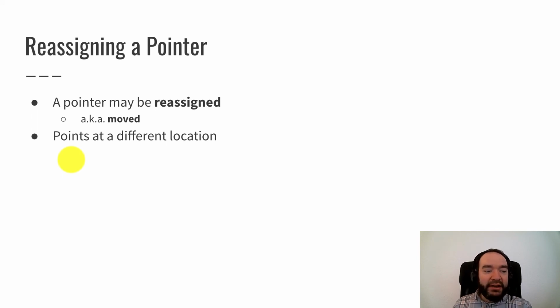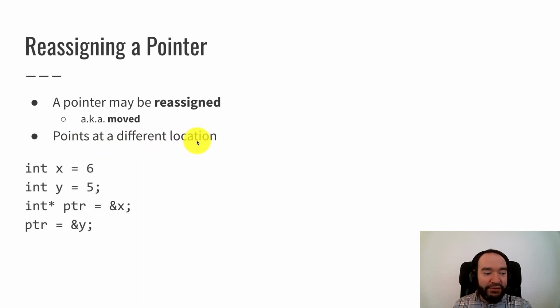So if you reassign a pointer, that means that the pointer now points at a different location than it used to. So here's an example of reassigning ptr. The first part of this code is similar to the previous slide. I create my int x that holds 6. I create my int y that's holding 5 now. Pointer is initialized to the address of x. I would sketch that as an arrow from ptr to x.